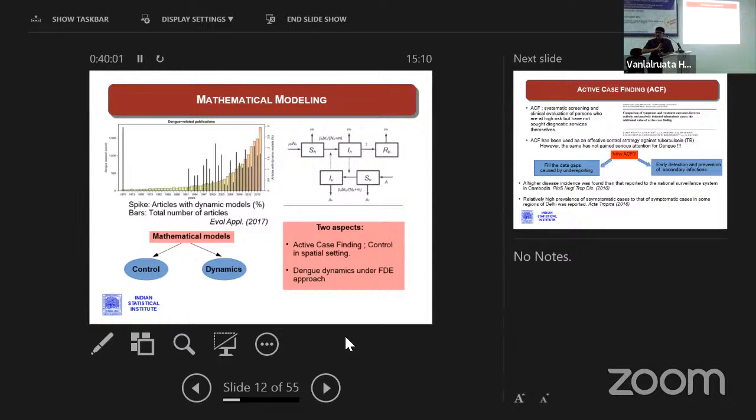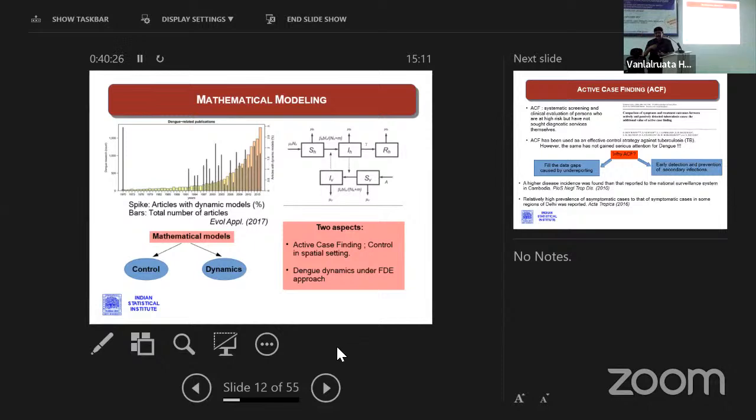Our government is spending a lot of money on active case finding for detecting tuberculosis. But the government is not really doing active case finding for dengue. So here I will show you that if we put in the idea of active case finding, how it will reduce the burden of dengue. That is my one aim.